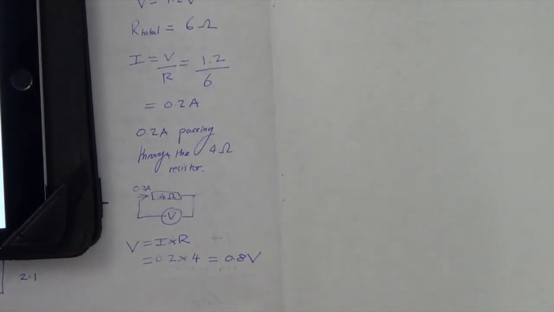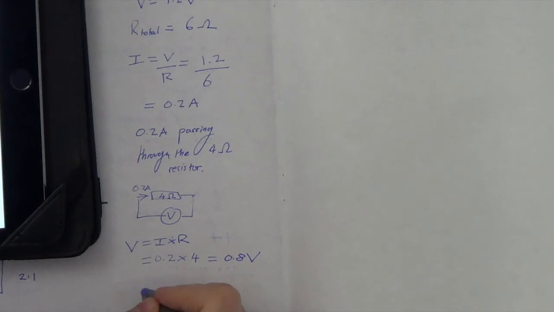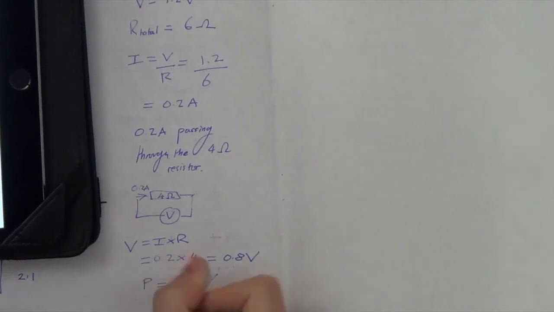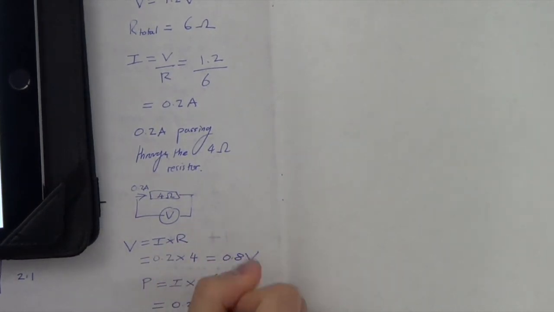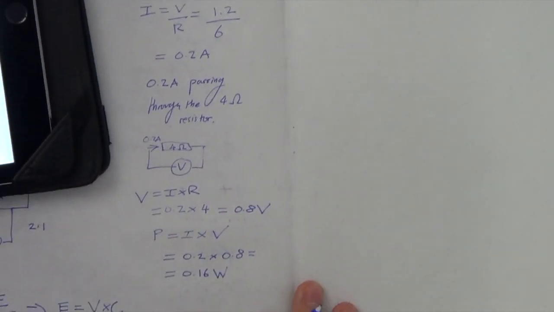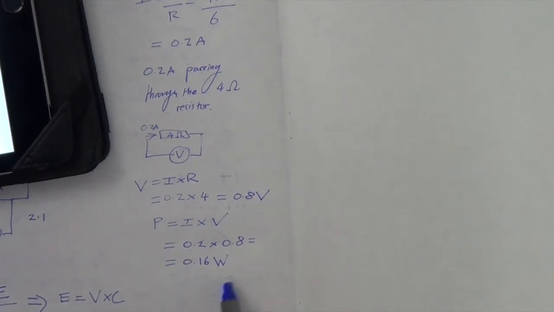What is the power produced in the 4 ohm resistor? This time we can use P equals I times V. We know our current is 0.2, so 0.2 times 0.8 is 0.16 watts. Okay, so that's the answer to that question.